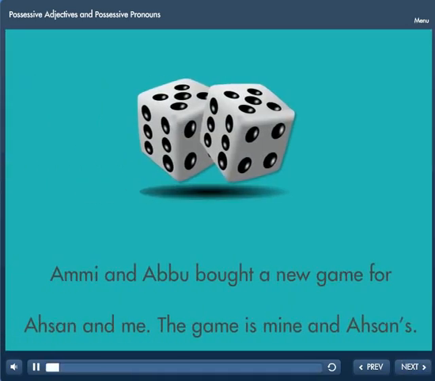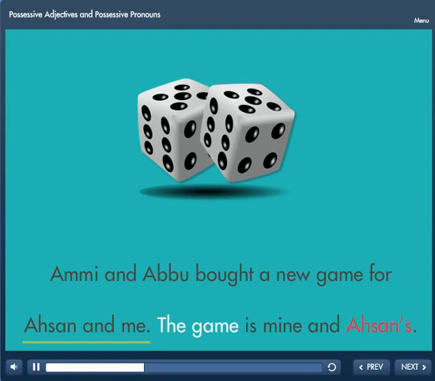Normally, we would just replace the word with the apostrophe S. Here, however, we can see that the owner is not just Essen, but me and Essen. The owner comes after the noun that is possessed, the game. So, we need to replace the phrase mine and Essen's. We know that this game belongs to us, so we use the matching possessive pronoun ours.